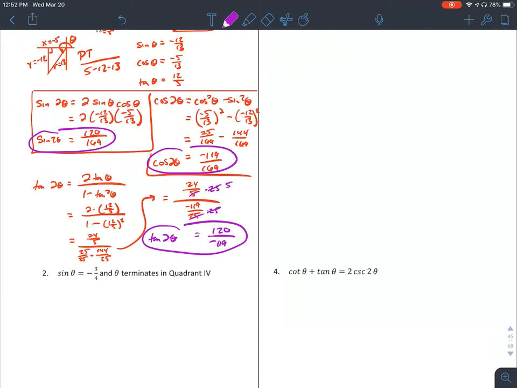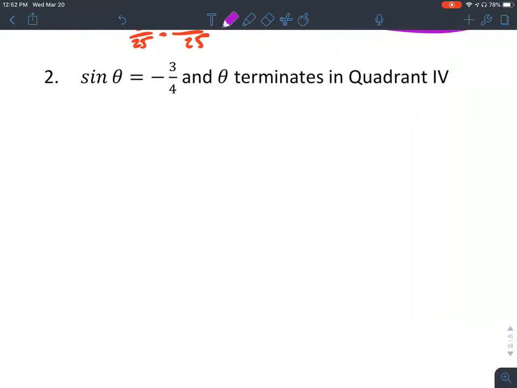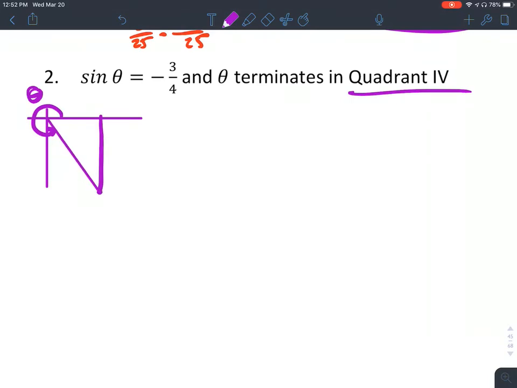Question 2 is a similar question. This terminates in quadrant 4, so I'm going to draw my reference triangle in quadrant 4. Theta would be this angle. To do any of these problems, we have to know what x, y, and r are.